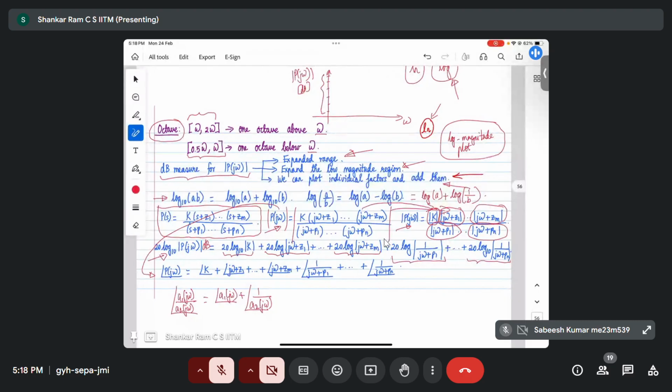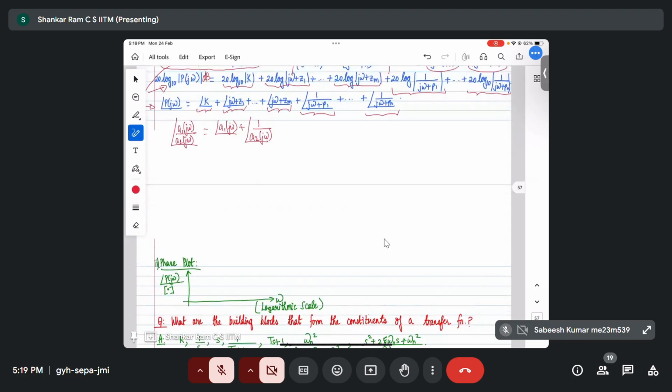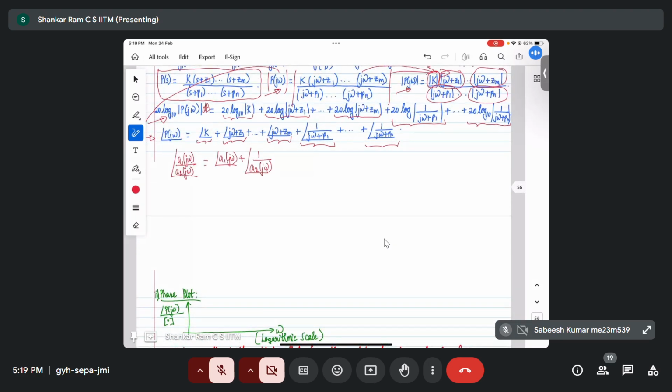So consequently, the phase of P of j omega will be the phase of K, which is the first term, then the phase of j omega plus z1, all the way till the phase of j omega plus zm. Then we start with the denominator terms, the phase of 1 by j omega plus p1, all the way till the phase of 1 by j omega plus pn. So I hope it is clear. This is something which we will leverage. Any questions on this part before we move ahead?